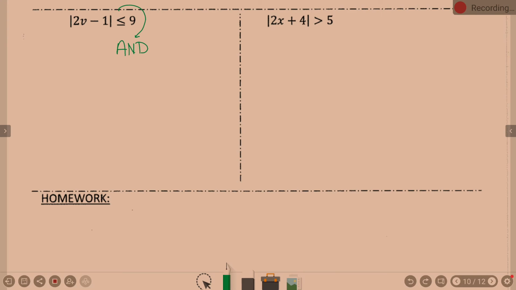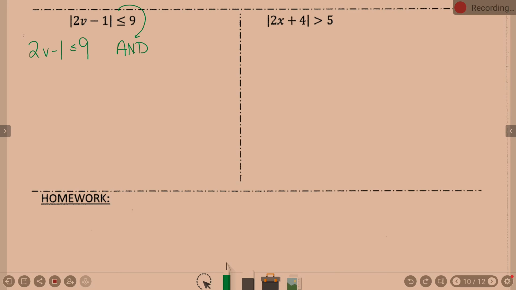Now, is my absolute value by itself? Yes, I have the absolute value. It's the only thing over here. So, what's my first inequality? 2v minus 1 less than or equal to 9. Does anything change? No. I use the word and because it's less than.